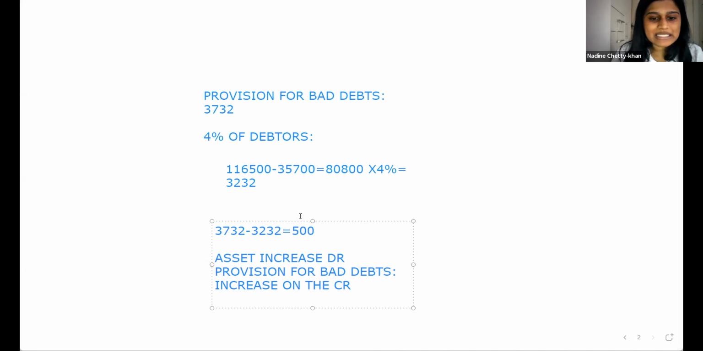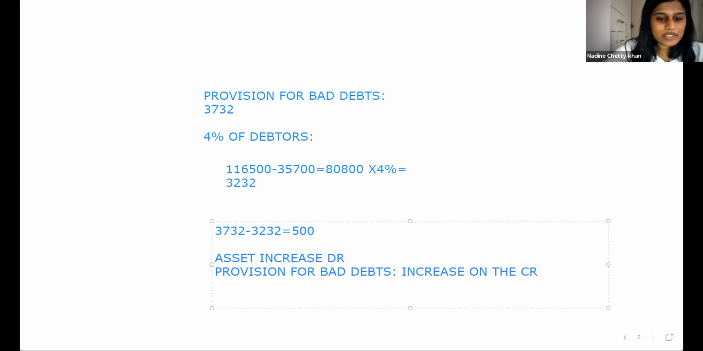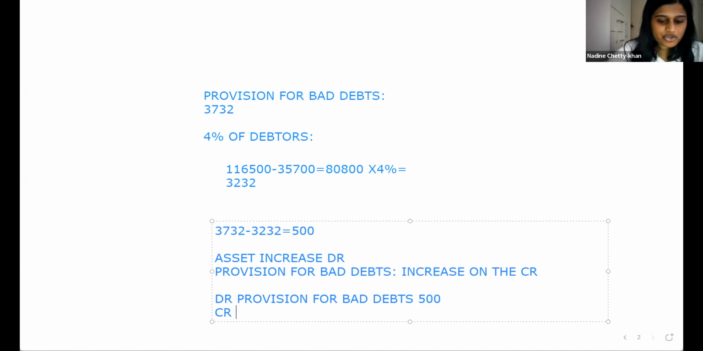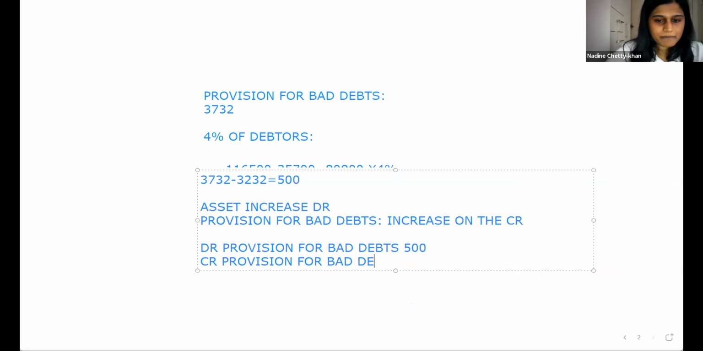So now if we are decreasing provision for bad debts, think about the journal entry. We are going to debit provision for bad debts by 500. And then we are going to credit bad debts adjustment, which is the one that goes in your income statement, for 500. So the part that ends with the word adjustment is the part that goes in the income statement. The other one, provision for bad debts, is your balance sheet line item.